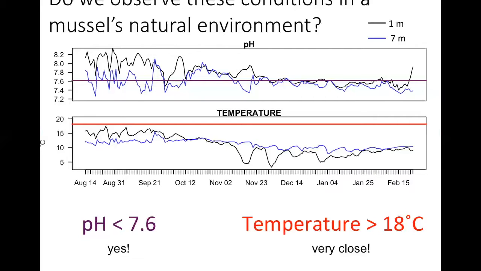For temperature, our threshold is marked in red, and again, we see differences in temperature between the two depths. And while the daily averages here don't cross that 18 degrees, some of the hours on the day do reach above that. So we get very close to that temperature threshold.